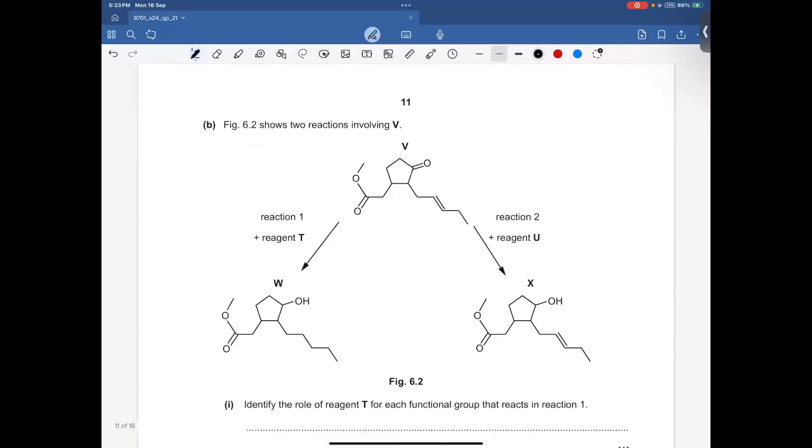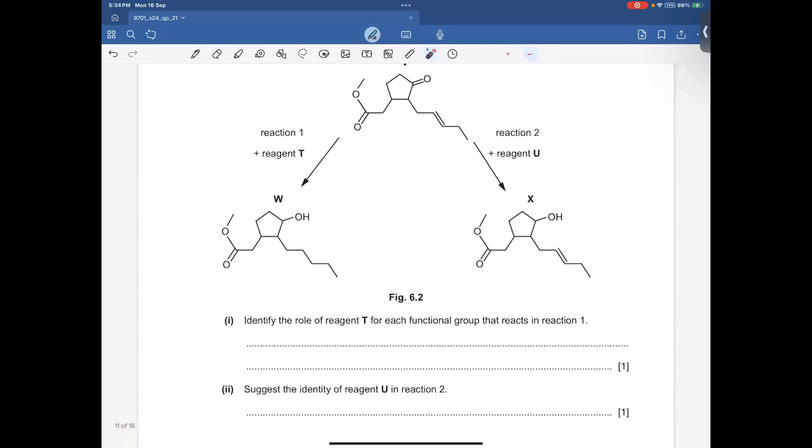Next, figure 6.2 shows 2 reactions involving V. This is reaction 1, and this is reaction 2. Reaction 1 uses reagent T. In reaction 2, we are using reagent U. Identify the role of reagent T for each functional group that reacts in reaction 1.